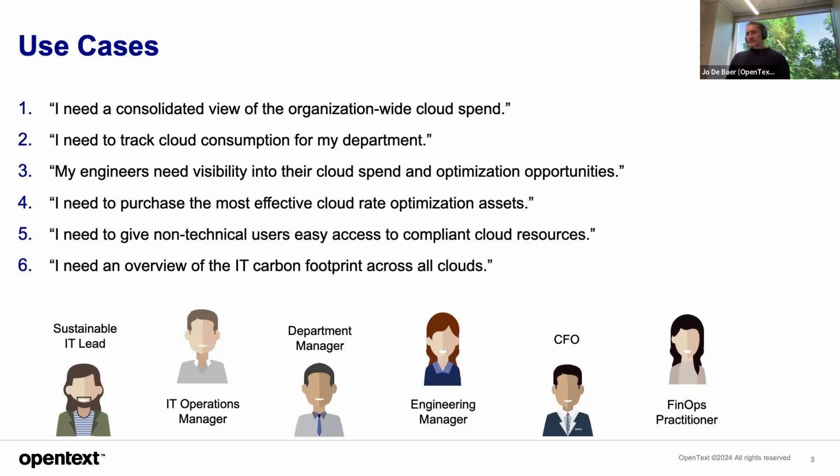4, I need to purchase the most effective cloud rate optimization assets. So cloud rate optimization assets, think savings plans and reserved instances. So we're hoping that all of you have at least a little bit of a FinOps basis, just so that when we mention these concepts, it sounds at least a little bit familiar. So that's use case number 4, and use case number 5. This one is a little bit specific.